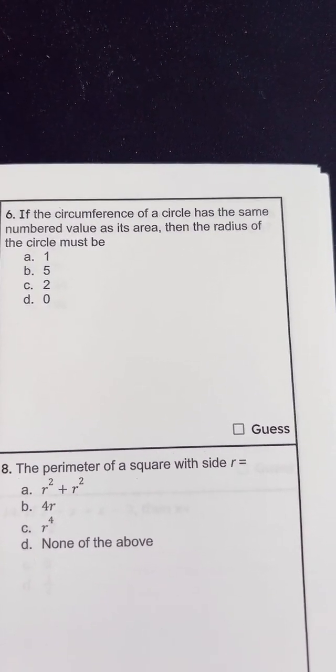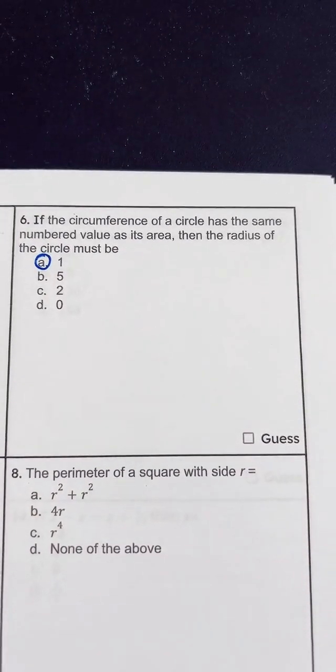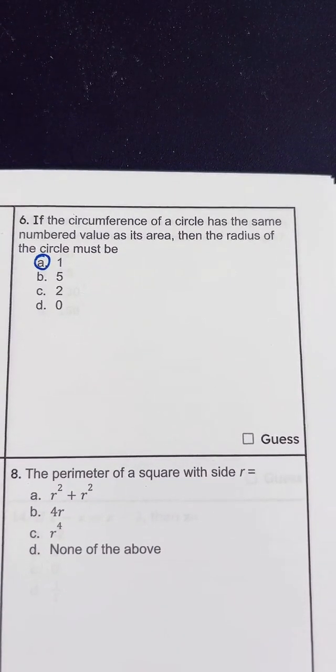CY said A, Angel said 1. Okay, so we got A and 1. We're getting 2 A's. I'm going to circle it because y'all said it. Oscar said 1 as well.